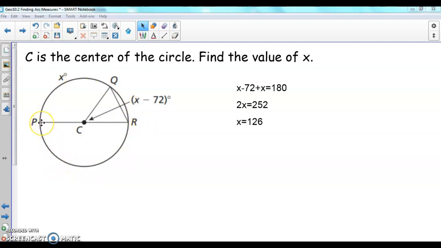So that means the arc from P to R is actually equal to 180. Since the central angle is x minus 72, we can also use that for arc RQ. And if you add them together, the answer must be 180. So solving for x, we get x is equal to 126.